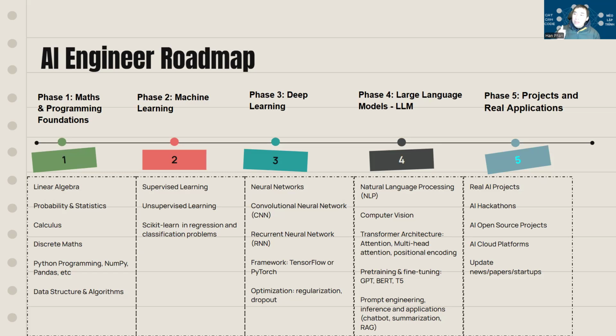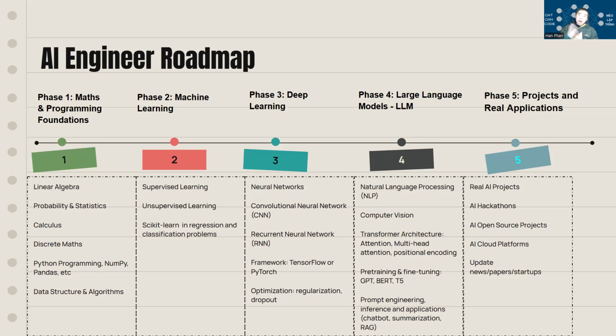Phase number 3 is to develop your understanding of deep learning. So you need to equip yourself with knowledge of neural networks, different types of neural network like convolutional neural network, CNN, recurrent neural network, RNN. You also need to look at different frameworks that are normally used in deep learning like TensorFlow or PyTorch. These libraries and frameworks are also available in Python. Then you can think about how to optimize your algorithms using some techniques like regularization, dropout, etc.